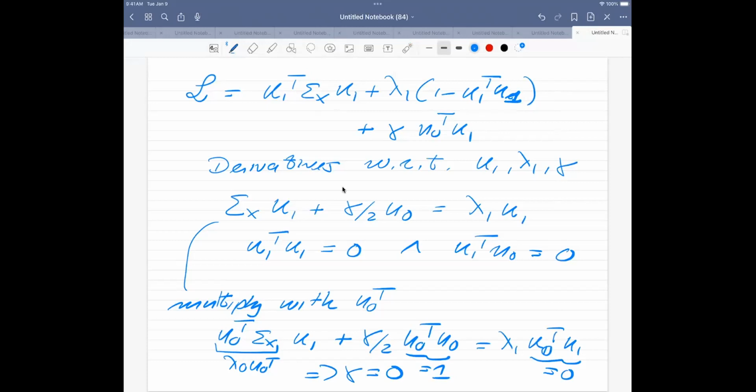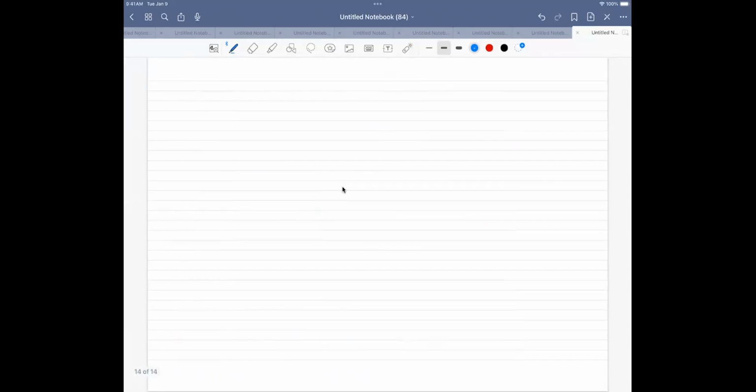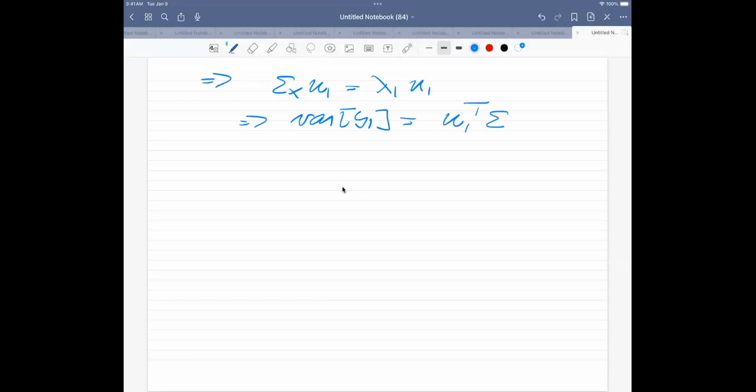So then what I find is that sigma x u1 is equal to lambda 1 u1. And that means that if I multiply with u1 transpose, the variance of y1 is simply given by u1 transpose times sigma x u1. When I did the singular value decomposition, I had these vectors, and they were given by the vectors v. So what I'm doing now is simply reconstructing what I had.